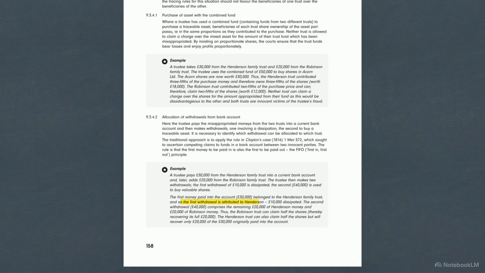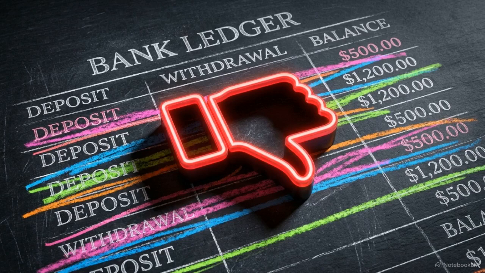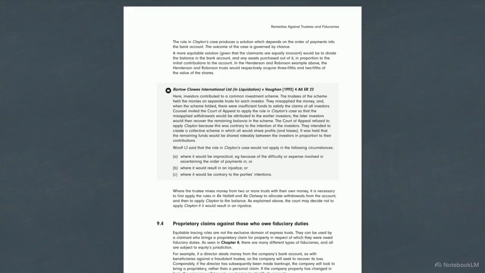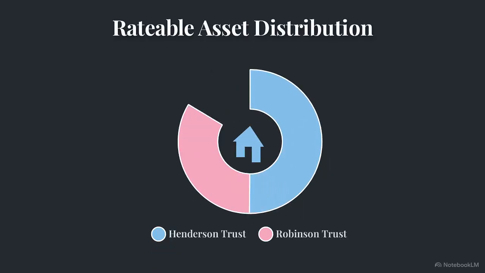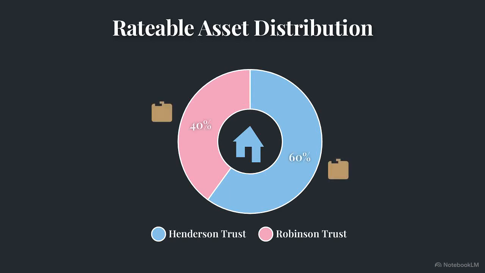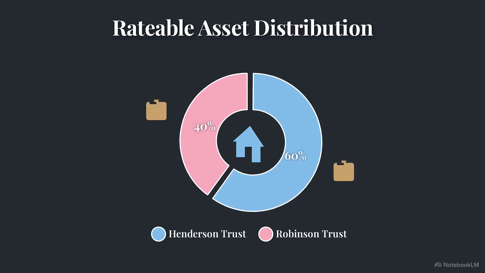Because both trusts are equally innocent victims, modern courts prefer the approach established in Barlow Clowes v. Vaughan. The remaining funds and any purchased assets are shared ratably, in direct proportion to each trust's initial contribution. The court will discard the first-in, first-out rule if applying it would be impractical or if it contradicts the obvious intentions of the parties. The dividing line is intent.